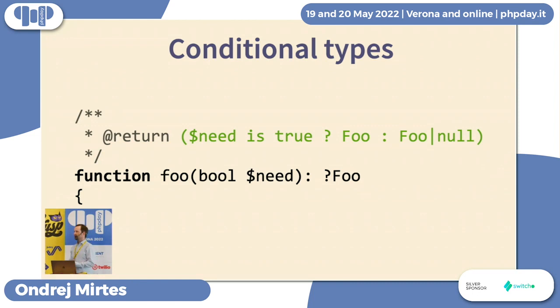One more simple scenario are conditional types. So if your return type somehow depends on the parameter, but it's not a one-to-one mapping like in case of generics, but it's just some kind of special condition. So if you have, for example, a parameter that decides if your function is going to return null or if it's going to throw in case of a non-existing object or some non-existing item or value, then you can write a conditional type and it's also going to inform PHPStan about what's going on inside.